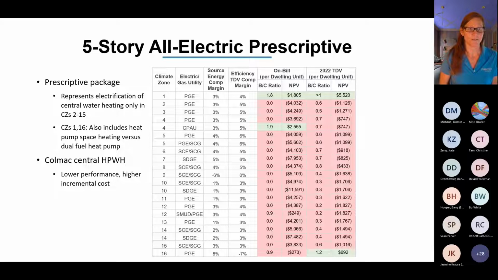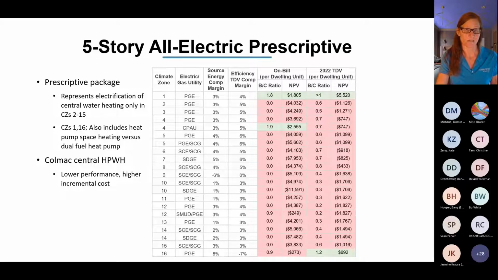Okay, so now we're going to look at the 5-story all-electric prescriptive code minimum, and it is a little bit of a different story. The big difference here is the central heat pump water heater basis of design, which is a Colmax system. This is a common product for a building of this size. It comes in various capacities, so it can be scaled much more easily to different multifamily buildings, different commercial buildings even. It's not as efficient as the Sanden system, which is applied in the 3-story analysis. The Sanden system is very high efficiency, but it is pretty limited in its capacity.